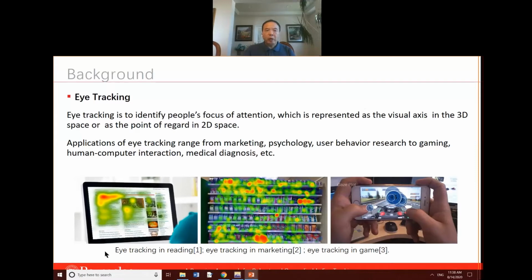For example, when we apply eye tracking to reading, we can understand readers' reading habits, and we can use eye tracking to improve readers' reading comprehension and to improve the layout of the reading materials. Eye tracking can also be applied to marketing to understand customers' interest in products and their purchase decisions. It can also be applied to games, where eye movement can be used as additional input to control and navigate the game.